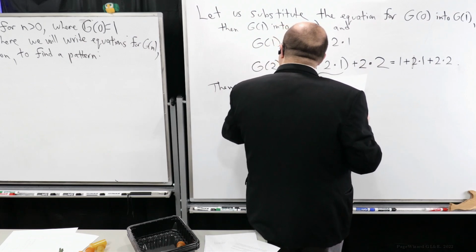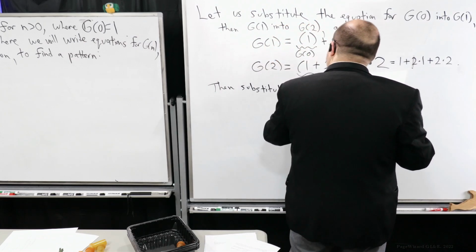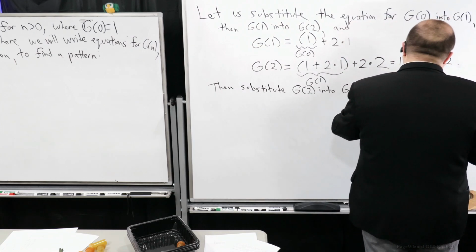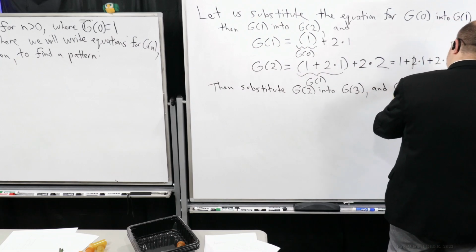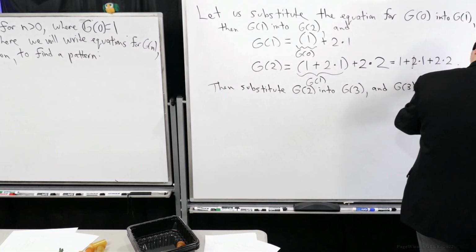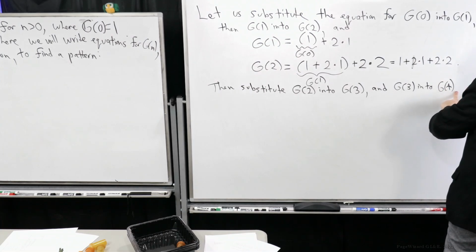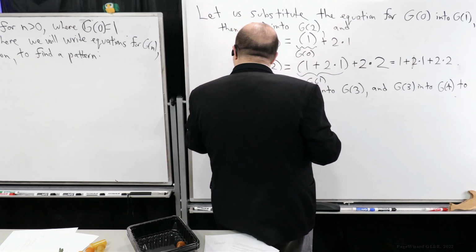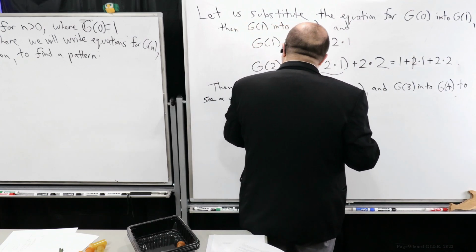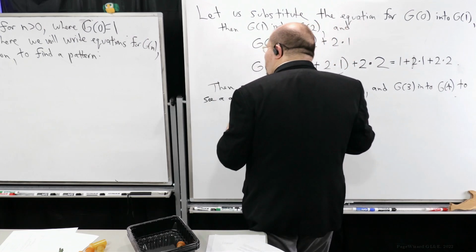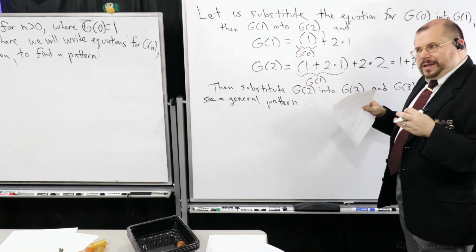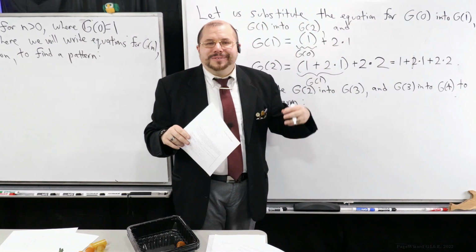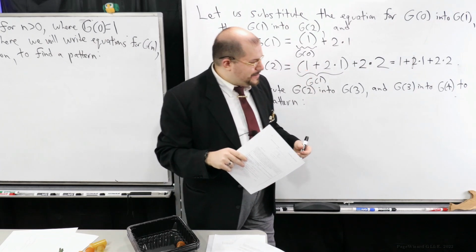Now let's substitute g of 2 into g of 3 and g of 3 into g of 4 to see a general pattern. Remember, I'm just trying to guess it. I have to be very careful because if I get it wrong, that's not good, right? This is why we would check our guess once we're done with it.